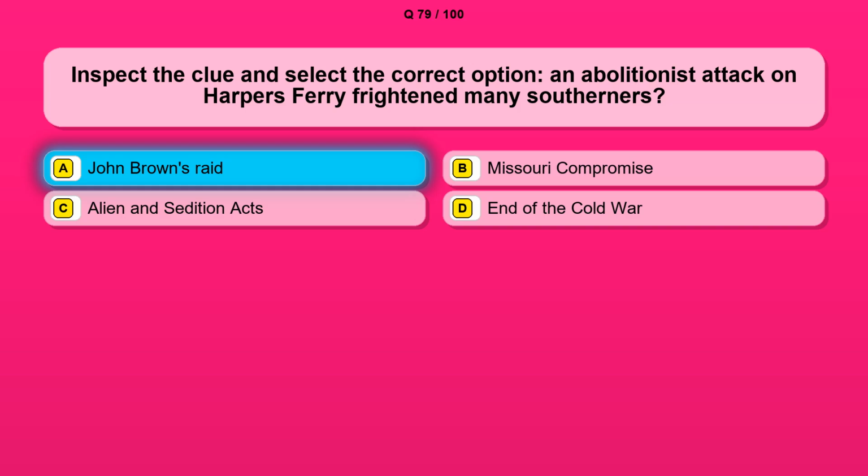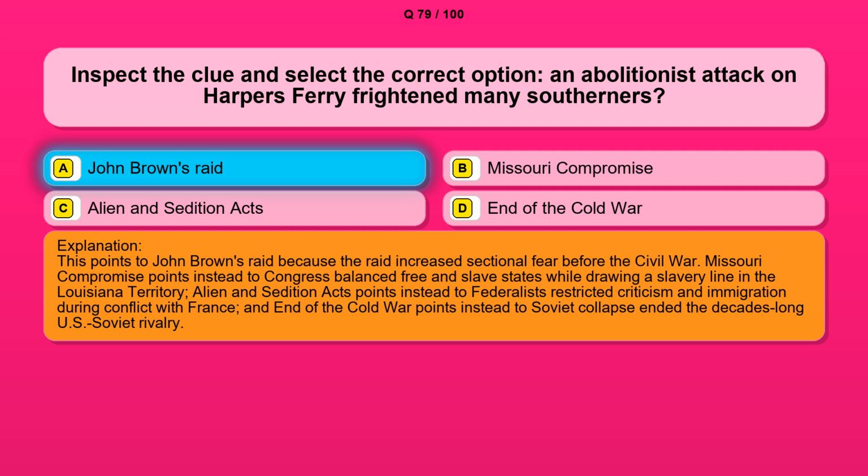The correct answer is option A, John Brown's Raid. This points to John Brown's raid because the raid increased sectional fear before the Civil War. Missouri Compromise points instead to Congress balanced free and slave states while drawing a slavery line in the Louisiana Territory. Alien and Sedition Acts points instead to Federalists restricted criticism and immigration during conflict with France. And End of the Cold War points instead to Soviet collapse ended the decades-long US-Soviet rivalry.